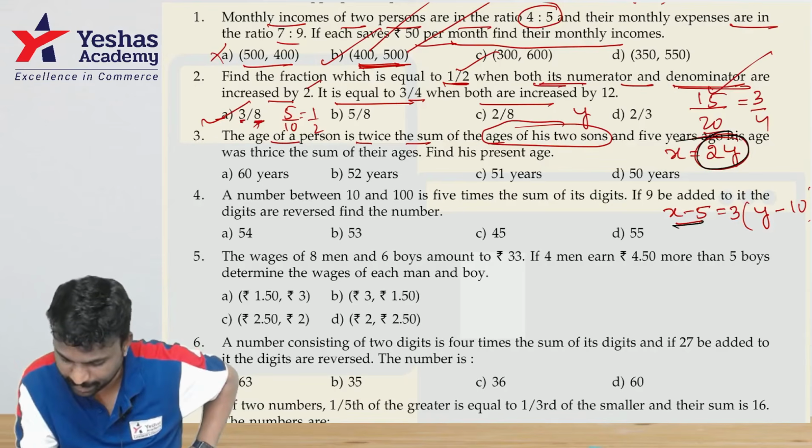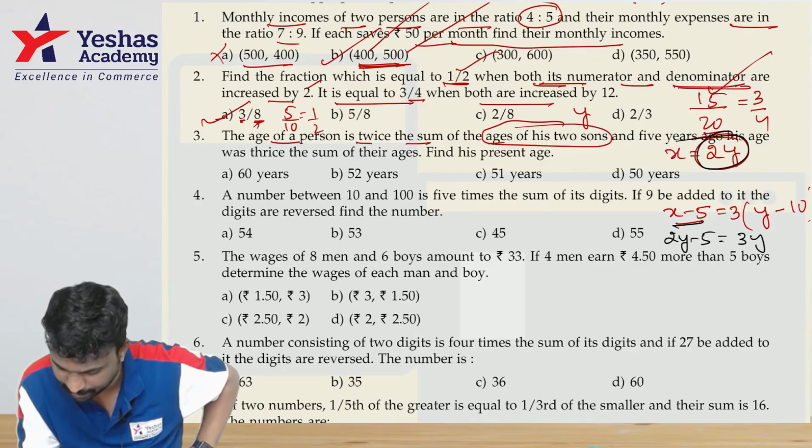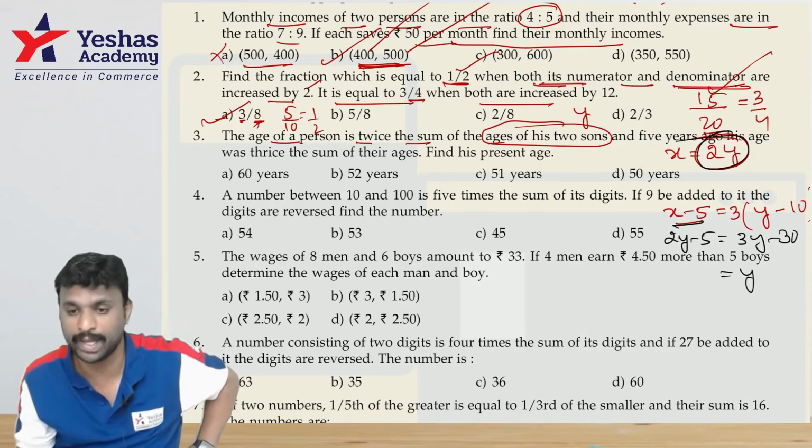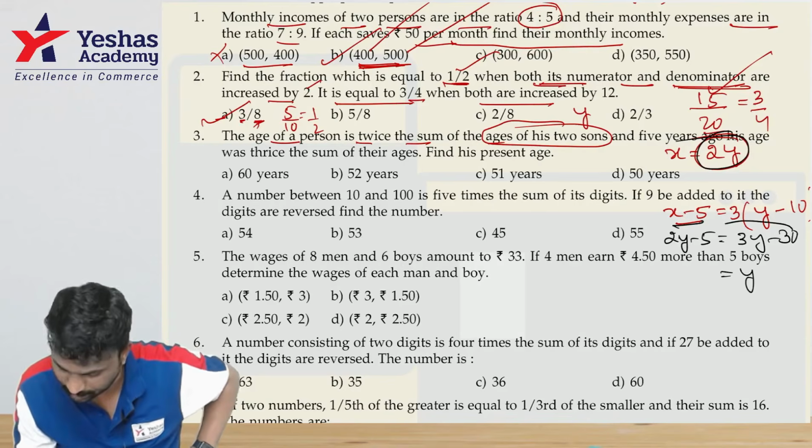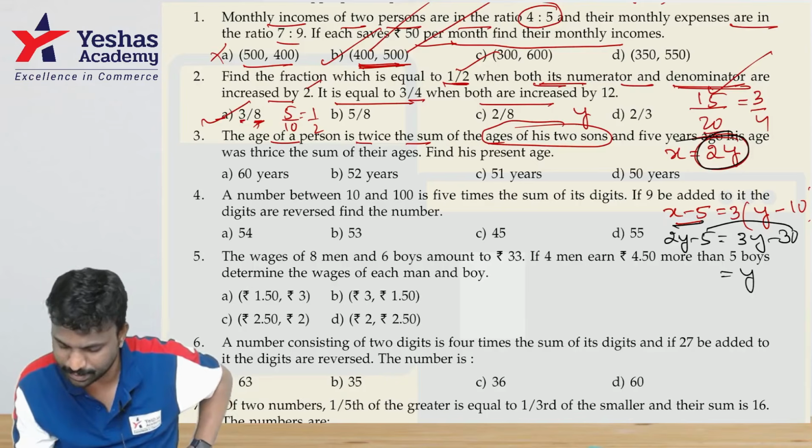So 2y minus 5 equal to 3y minus 30. Guys, combine y terms together. 3y minus 2y is y. Combine constant terms together. Minus 30 becomes plus 30. 30 minus 5 is 25.